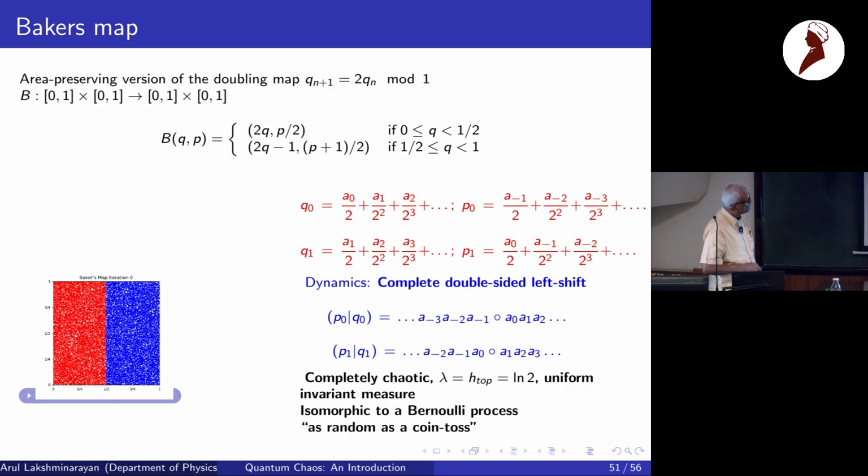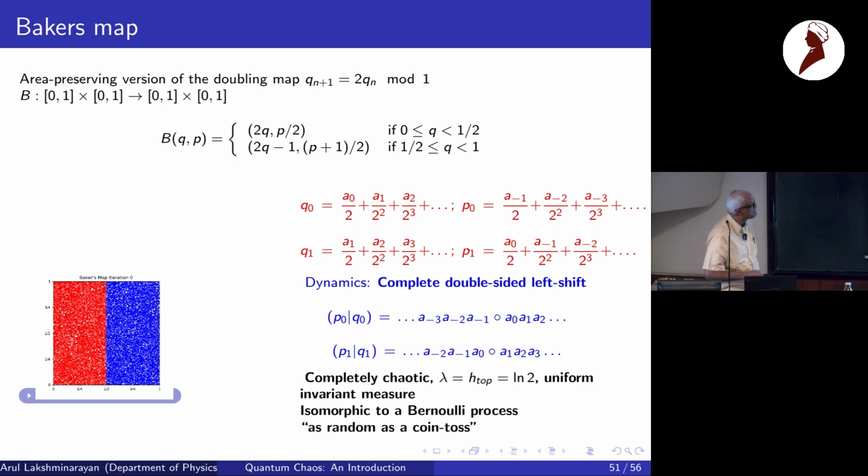Now you can see from this easily that the left shift is the same as before in q. So the most significant bit of a0 is going to be lost, but actually here it is not going to be lost. It's going to go into the most significant bit of the momentum. This is why it's now a reversible map. There it was not a reversible map. Now it's reversible. Now you can see what's happening. The whole thing is a left shift like this. There's no loss of information in the Baker's map.